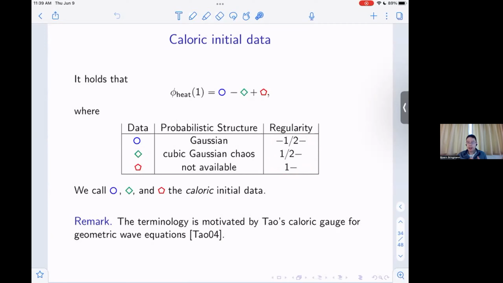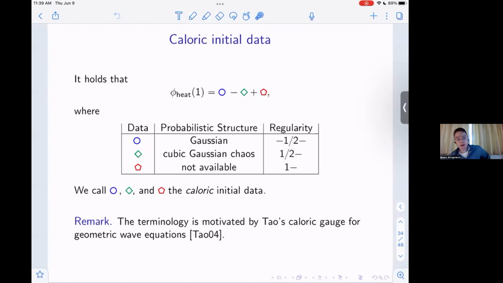Now, the other thing is that there are different shapes here. And the shapes actually don't have any meaning. It's just so that this is also accessible to colorblind researchers in this audience. So whenever I say blue, I mean the circle. When I say green, I mean the diamond. And when I say red, I mean the pentagon.